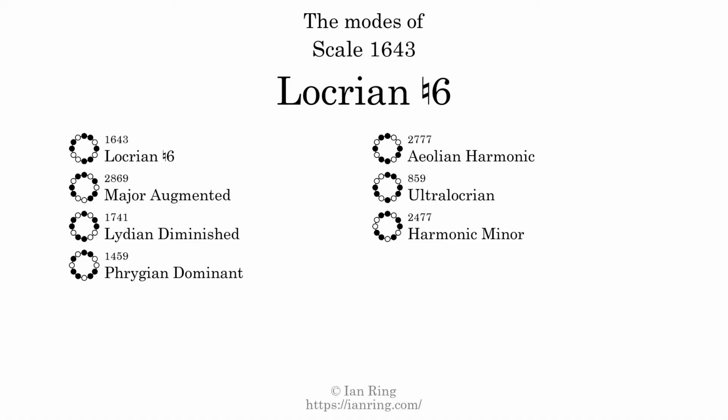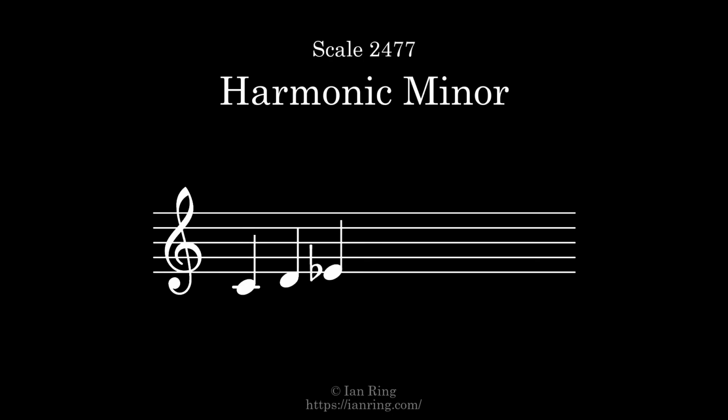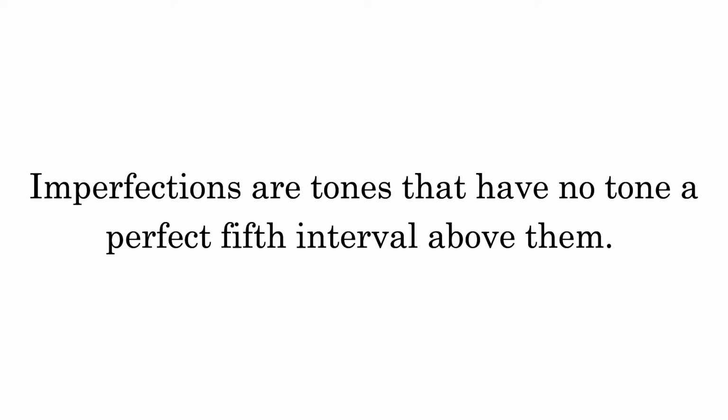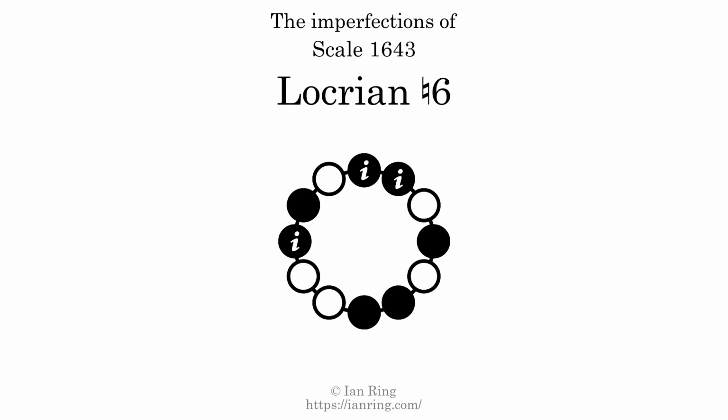The seventh and last mode is scale 2477, also known as harmonic minor. It sounds like this. Imperfections are tones that have no tone a perfect fifth interval above them. This scale has 3 imperfections. They are at positions here, here, and here.